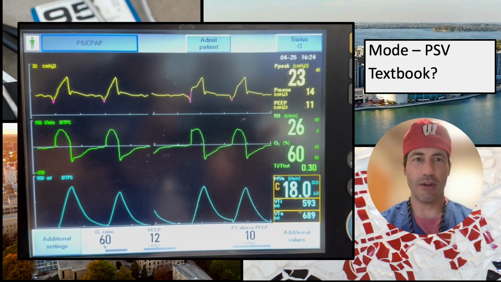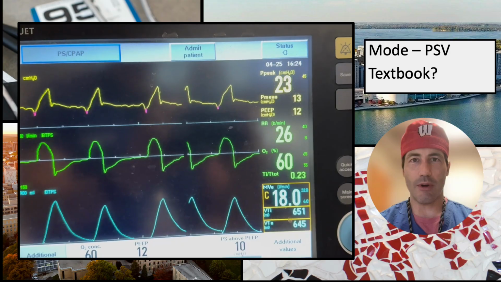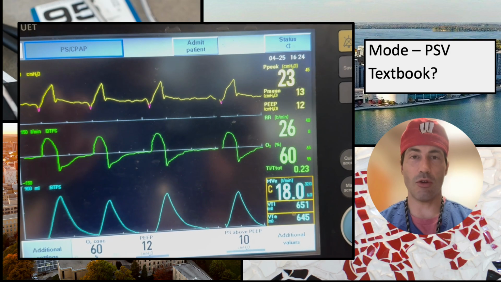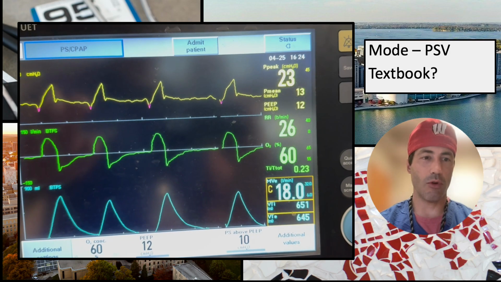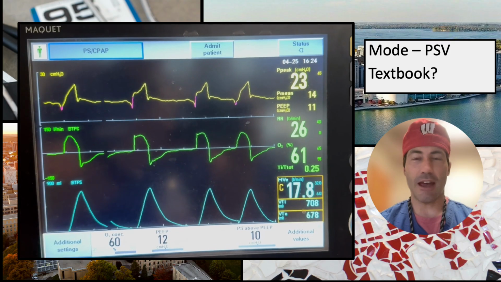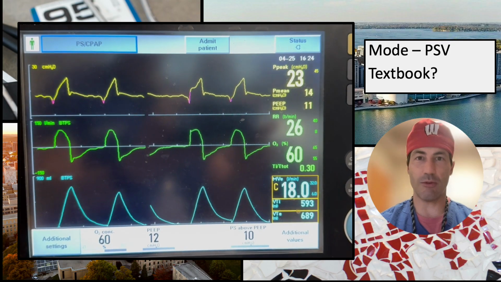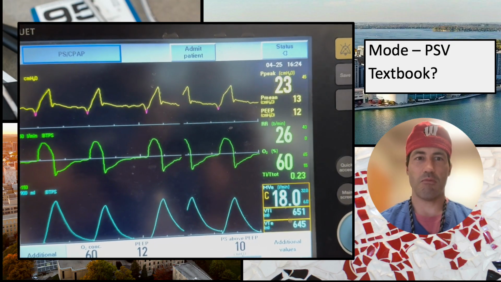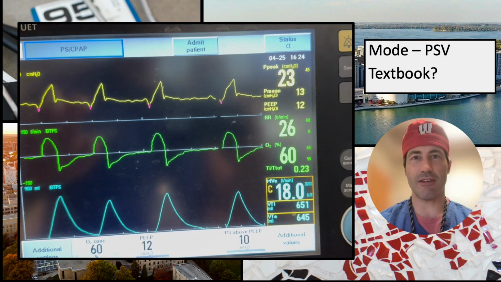Taking a look at a mode of ventilation that you can see in the top left, pressure support. And just like always, whenever I'm looking at a new ventilation problem, what I want to do is ask myself, how should the vent be delivering a breath? Or another way to think about this is, does this look like the textbook? And I notice it does not look like the textbook.